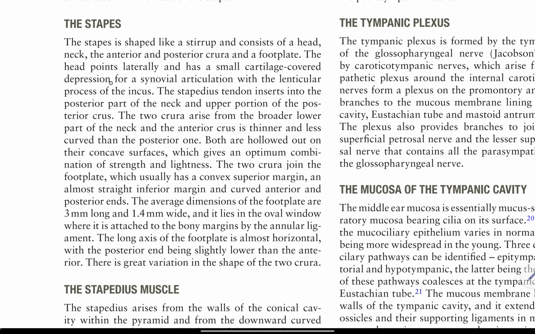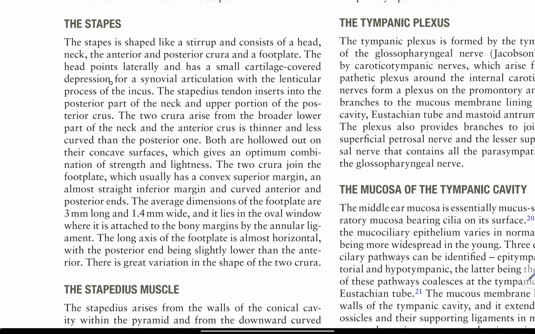The two crura arise from the broader lower part of the neck, and the anterior crus is thinner and less curved than the posterior one. Both are hollowed out on the concave surfaces, which gives an optimum combination of strength and lightness.